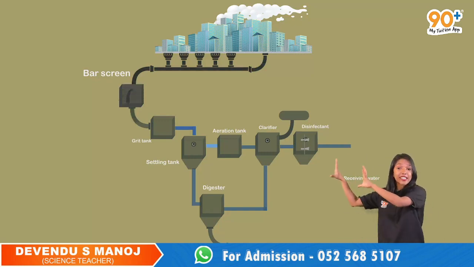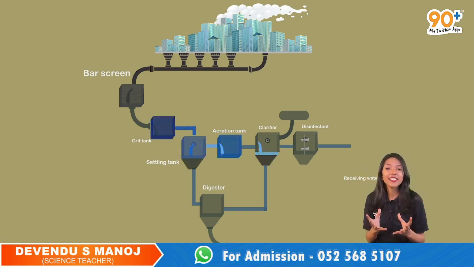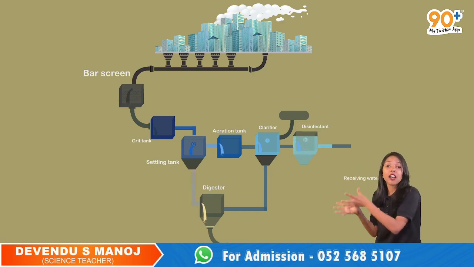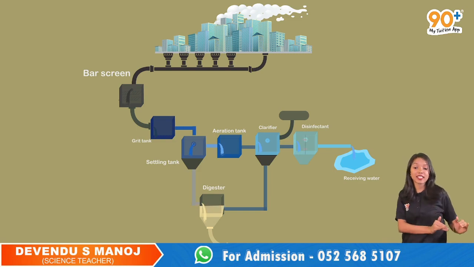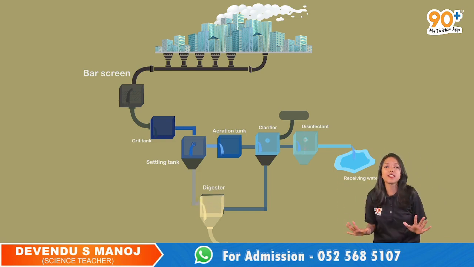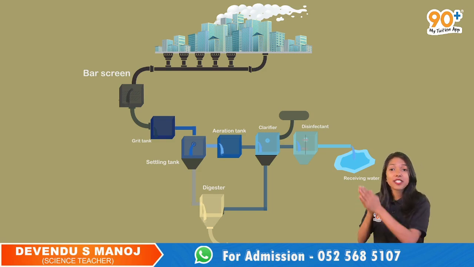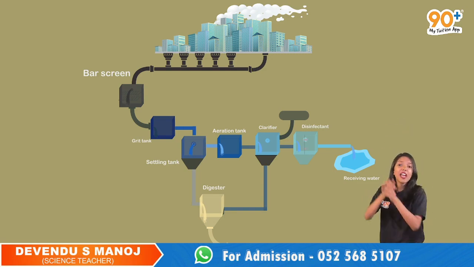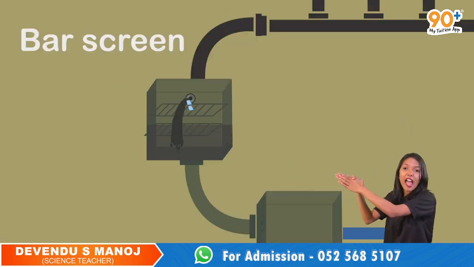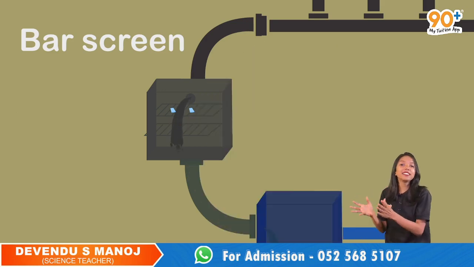We have the bar screen, which removes the larger particles, and then the water comes to the second stage. Third process: aeration tank, clarifier, disinfectant, and then clean water is released. So this is the whole process of a wastewater treatment plant in a very good animation. If you see the animation, you can see all the waste coming from the sewers and sewerage, and it reaches the bar screen first, where very large waste is removed, like very big bottles, plastic cans, everything.